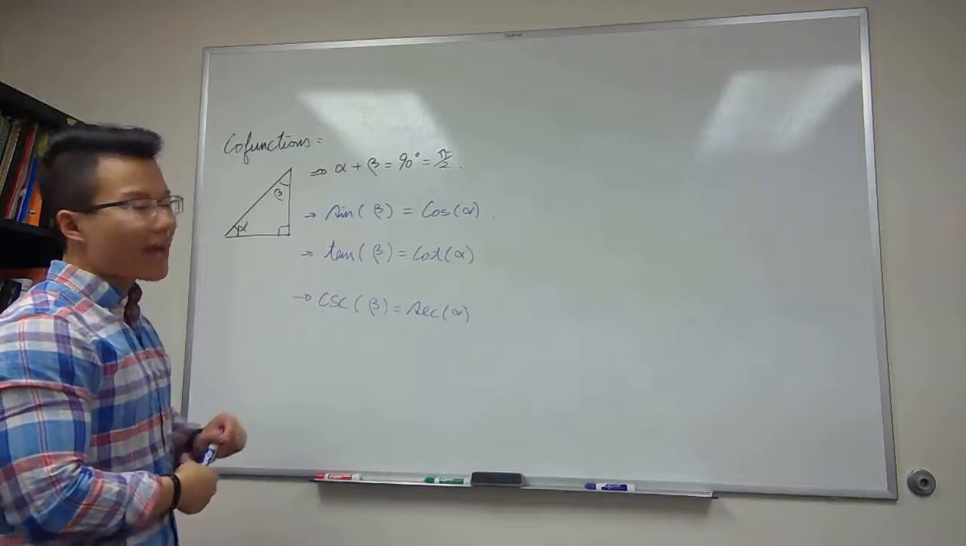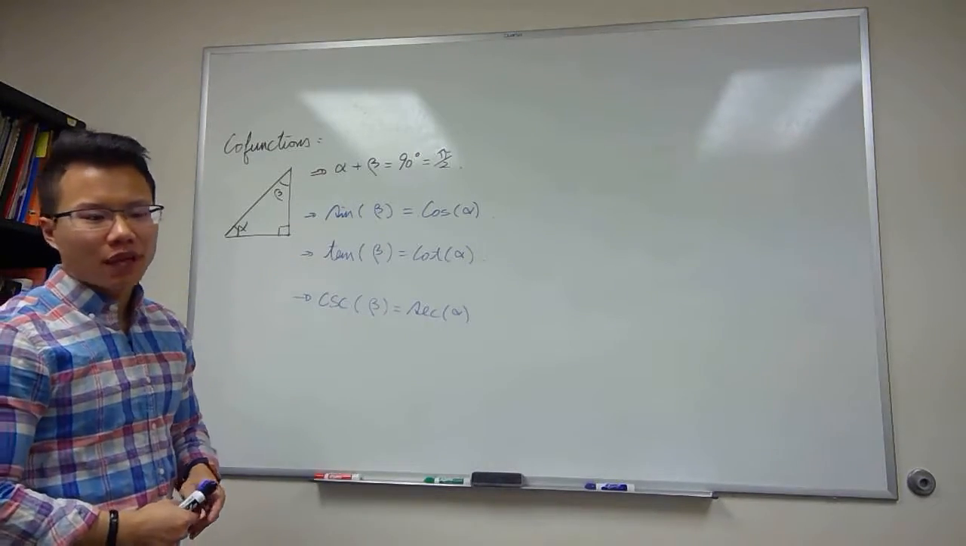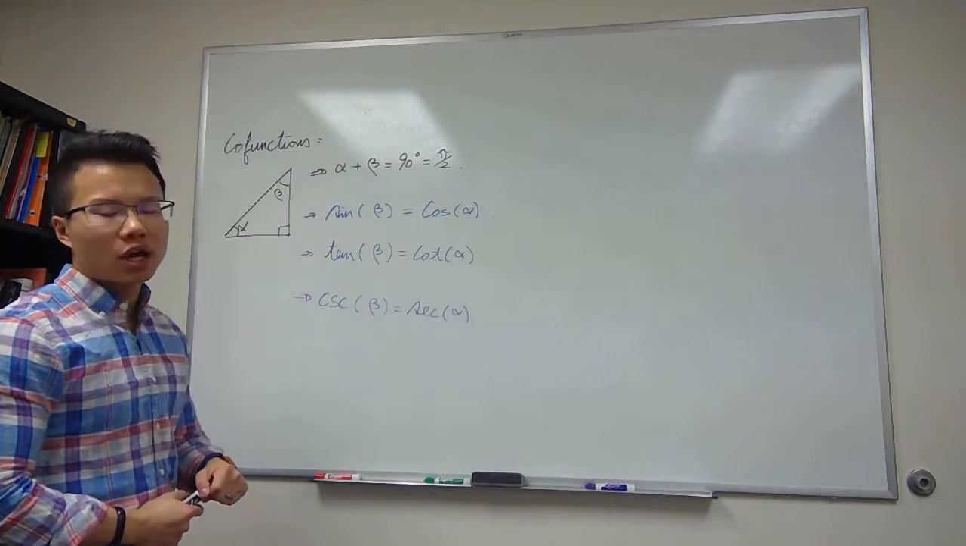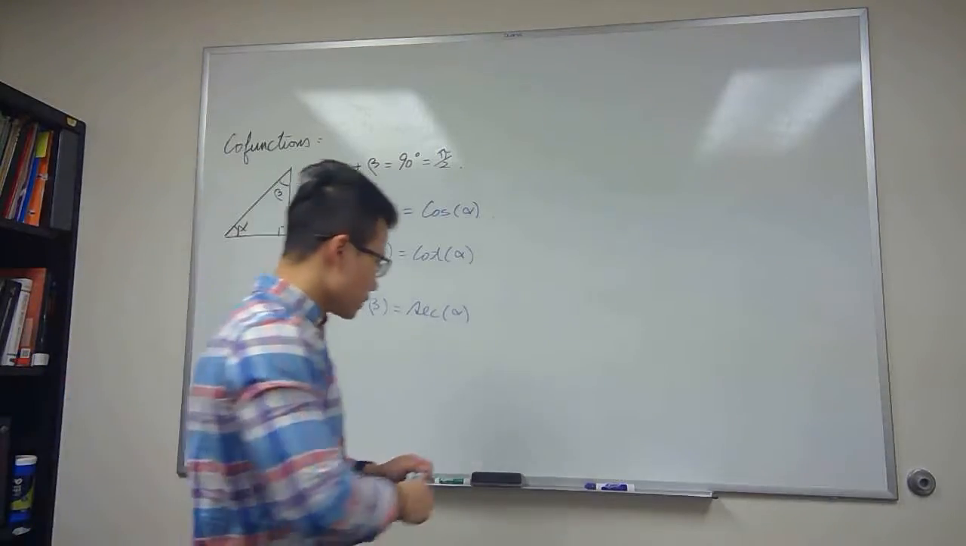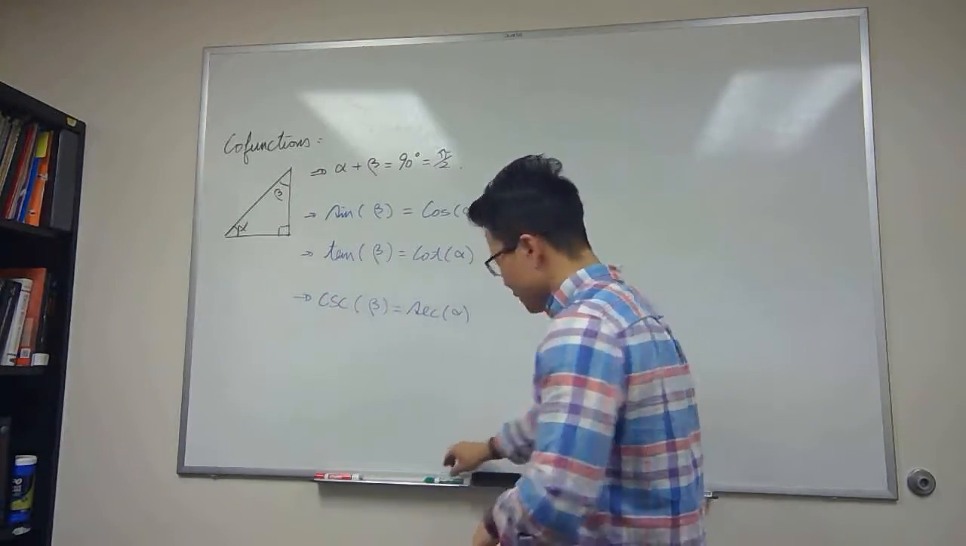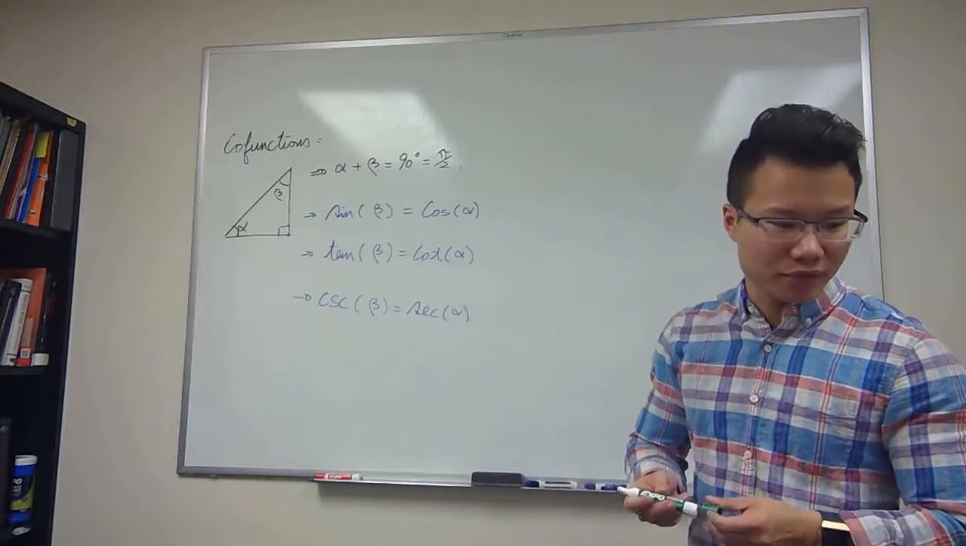Okay. If they do have their relationships like that, and this kind of formula is worked out, this kind of formula is called the cofunction formula. All right. So from here, let me give you guys a few examples, and hopefully that can help you guys out a bit.